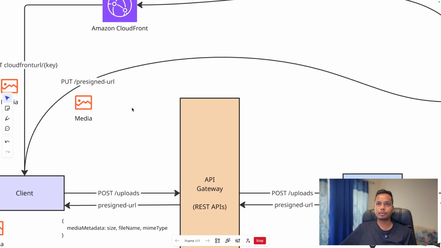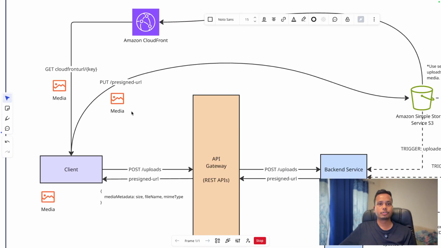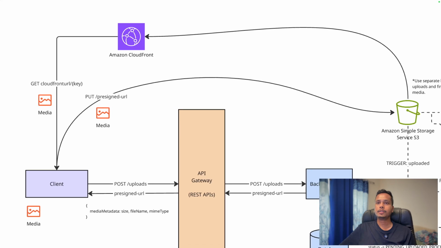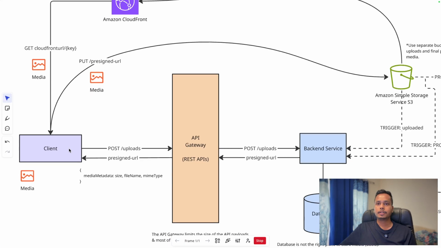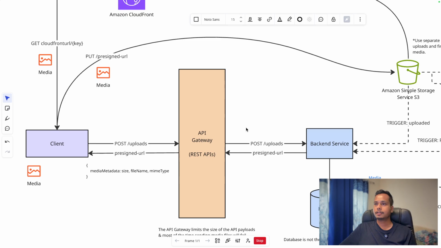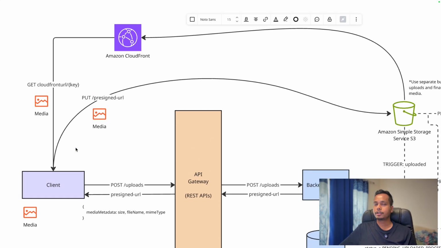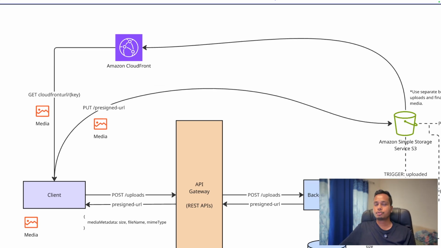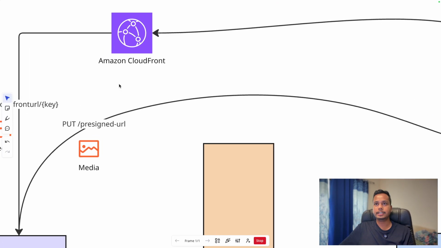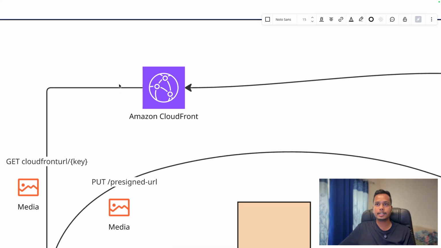Now the media file is uploaded, and the user wants to see the profile picture or whatever media they have uploaded. The client will have some kind of URL using which it can request the media file. To serve the media file, we use some kind of CDN in place. Amazon CloudFront is a CDN. CDN is content delivery network. It has lots of use cases, and in our particular case, it serves two important use cases.